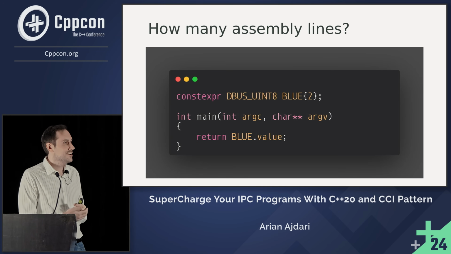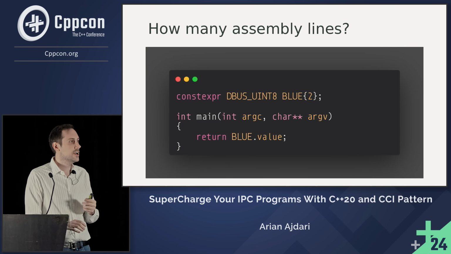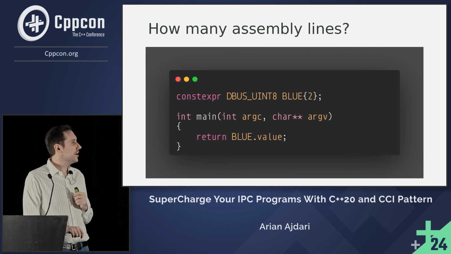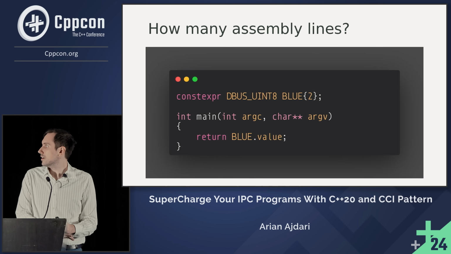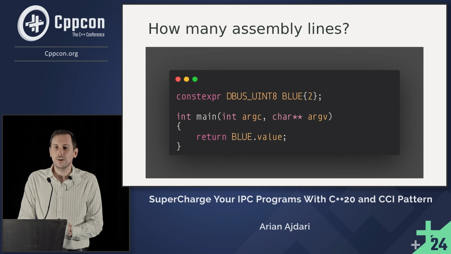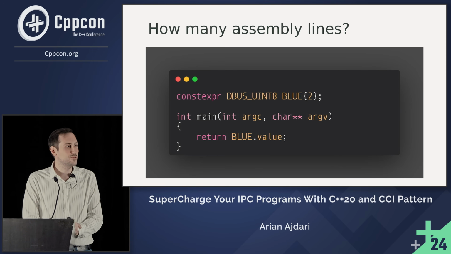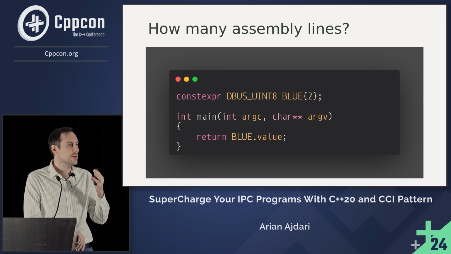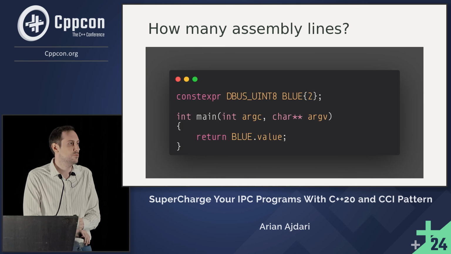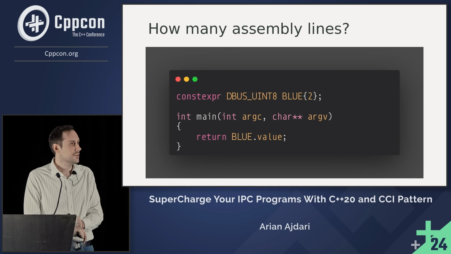So as I mentioned, performance is one of the main staples of C++. We wrote a lot of contracts and concepts. So I created a very simple program which creates a dbus unsigned int 8 blue channel. It is a constant expression, and in main, I just return its value. So how many assembly lines of code do you think that this code will produce, taking into account that all of the contracts and concepts were utilized in order to create this particular type?